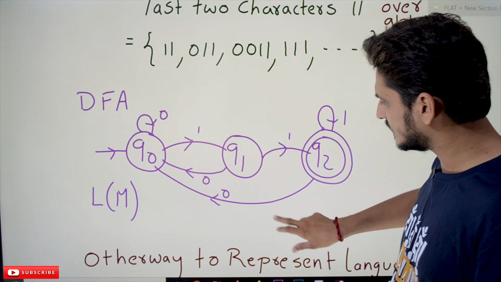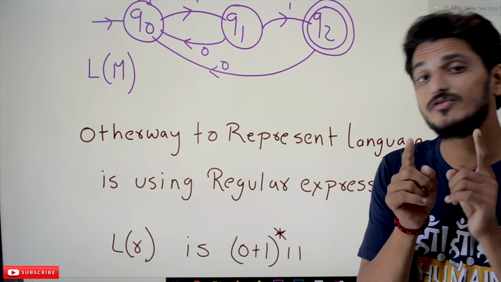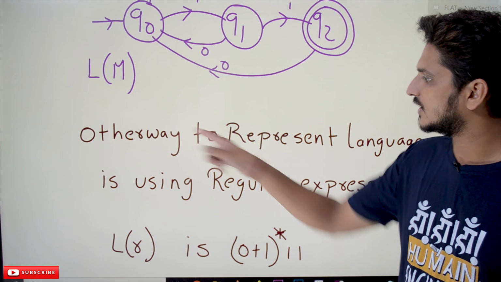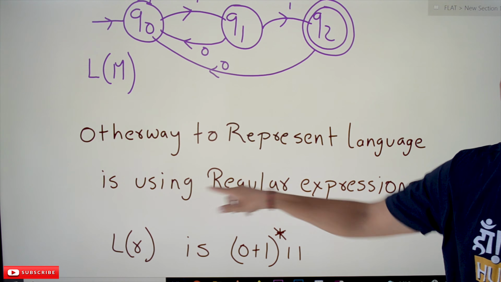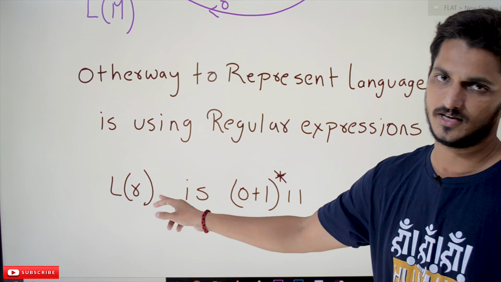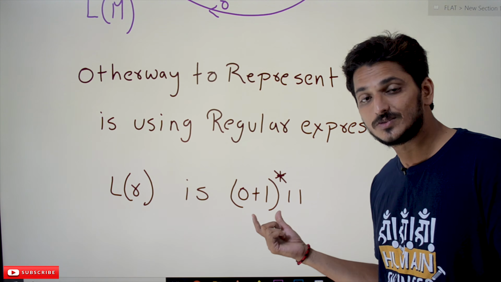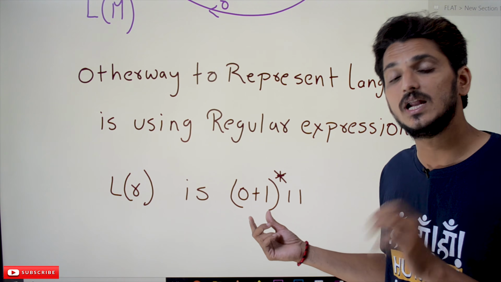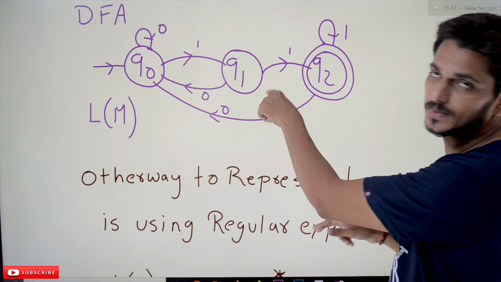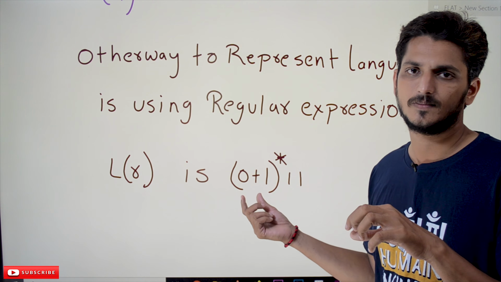Coming to today's class, what are regular expressions? Finite automata machines are one way to represent languages. Regular expressions are the other way to represent a language. It is given as L of R, language of a regular expression, which is 0 plus 1 whole star 1 1. This is the regular expression. This is the mathematical way to represent languages. The finite automata is the graphical way, and this is the mathematical way to represent languages.